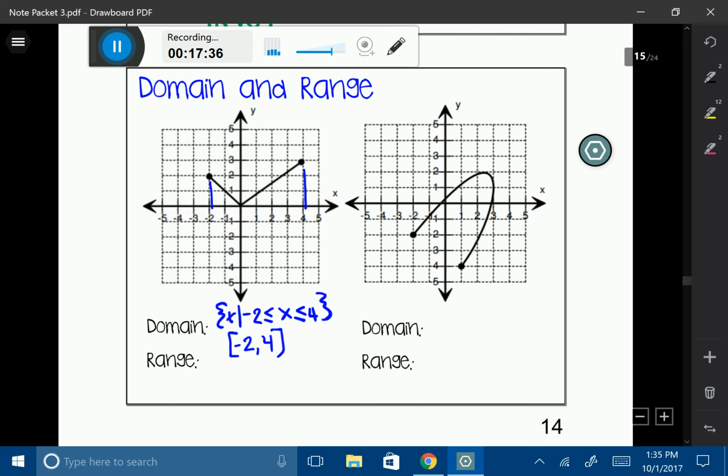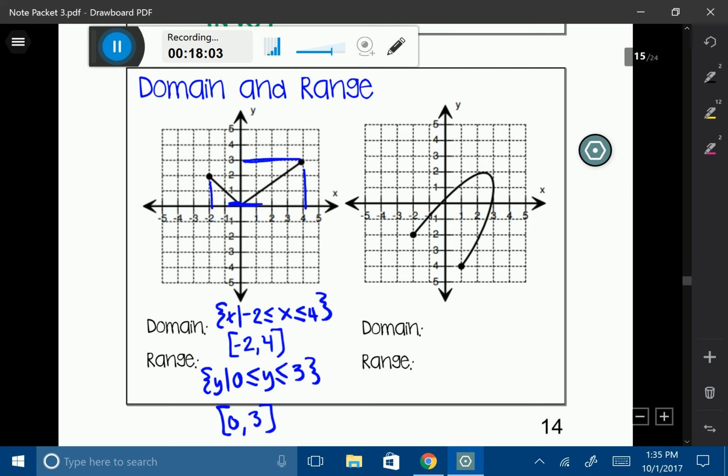Whereas my range value, it looks like my highest range is going to be a 3, and my lowest range is going to be at 0. So I'm going to say y such that 0 is less than or equal to y, which is less than or equal to 3. And my interval notation will be 0, which is included, up to 3.